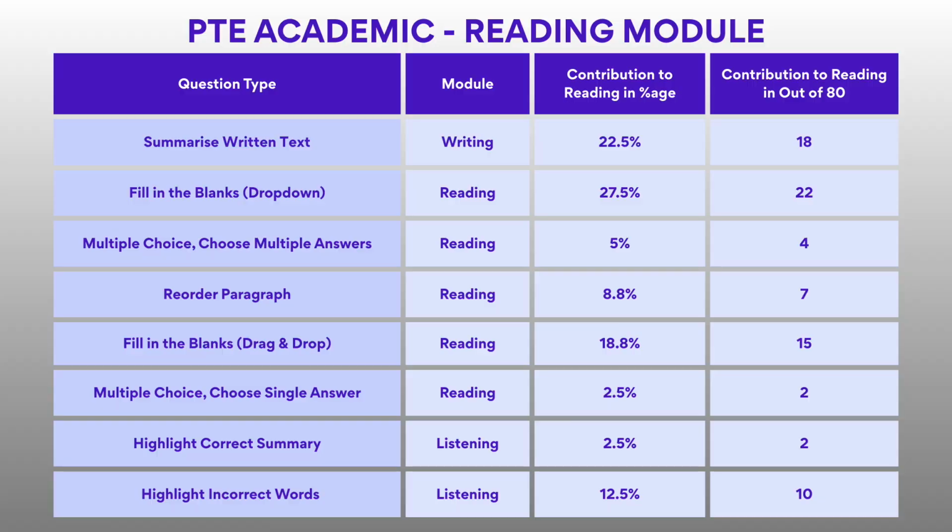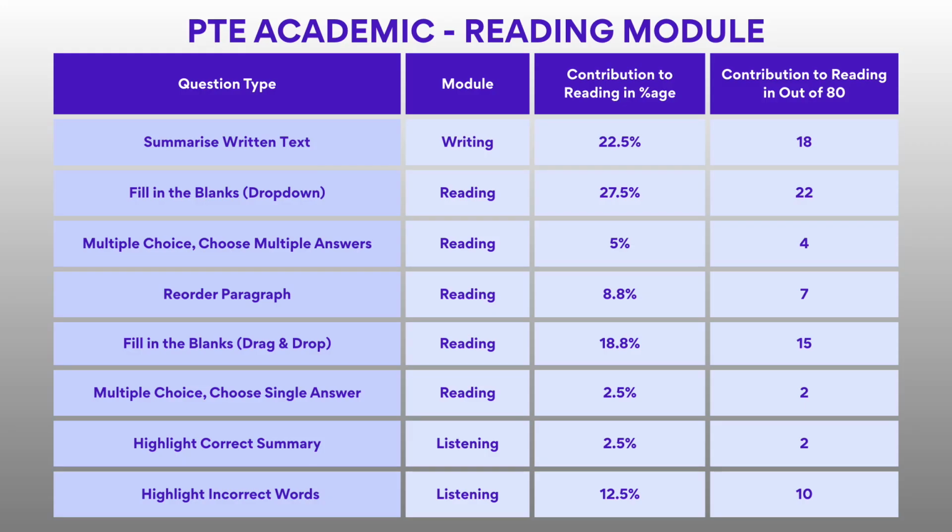So even though there are 5 question types in your PTE Academic reading module, they are fill in the blanks drop down, multiple choice choose multiple answers, reorder paragraph, fill in the blanks drag and drop, and multiple choice question choose single answer. You will have altogether 8 question types that contribute towards your reading module.